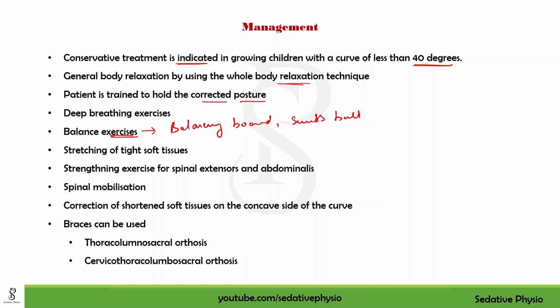Apart from this, we can do some other positioning exercises, like the half kneeling, the kneeling, the half kneeling with reaching, then again kneeling with reaching. So we can complicate the exercises as per the assessment and as per the condition of the patient. Apart from the balancing exercises, we can go for the stretching of the tight soft tissues. In the cases of prolonged deformities, the soft tissues around the joints get very stiff, so we have to stretch and release them.